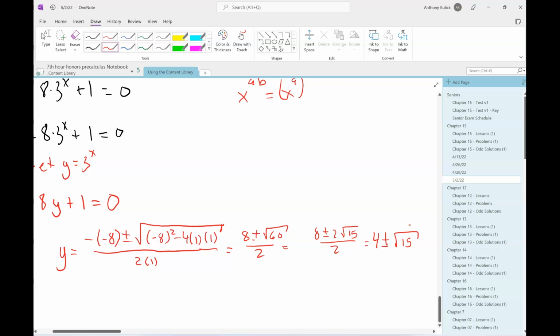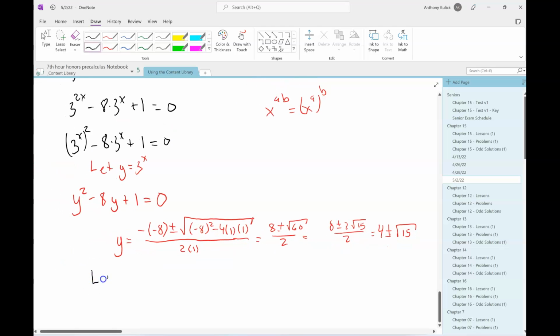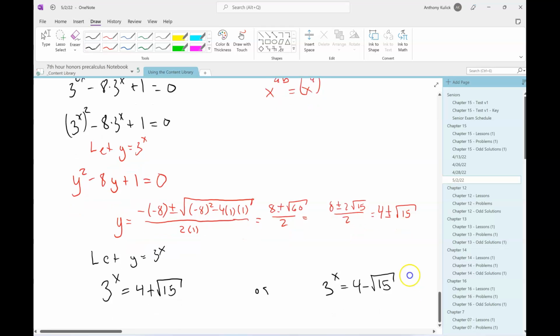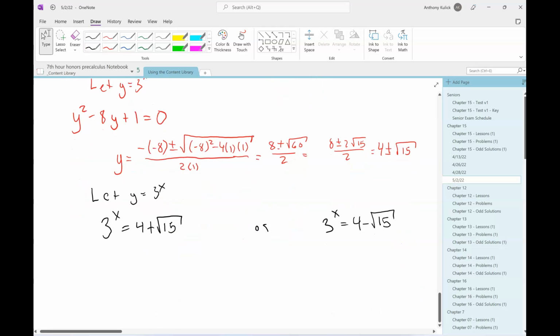Am I done? No, we're not done. Why? Yeah, we've solved for y. What do we really want to solve for? We want to solve for x. So I'm going to write this as 2 separate equations here. Everybody's still doing okay? All right, how do you want to solve this equation?